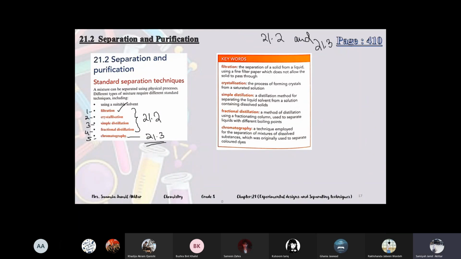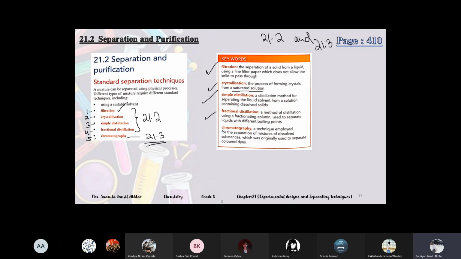So page 410, in the keywords, again, the proper definition is written. Previously I just told you about the introduction and the difference between them. This is the proper definition of all of them. Filtration, crystallization. In crystallization, we will form a saturated solution, in which no more salt can be dissolved. First we will prepare a saturated solution of a salt, and then we heat it to get the crystals of the salt.